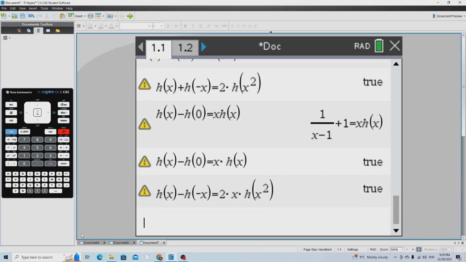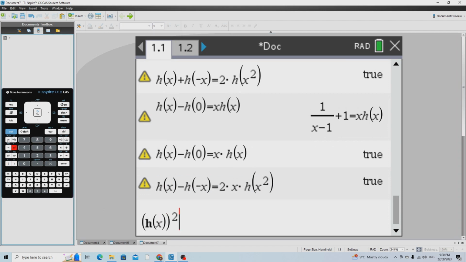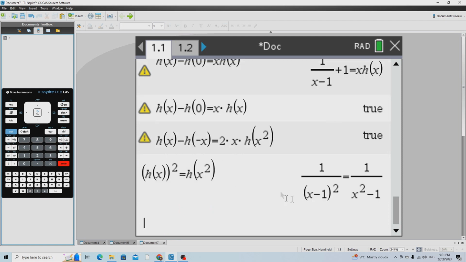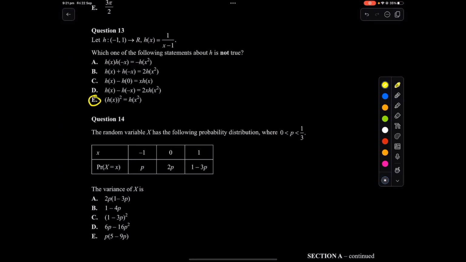Let's just double check it. So we're saying that the last one is h of x all squared. Is it equal to hx squared? And here it's false because the statement doesn't make sense. So choose E as your answer.